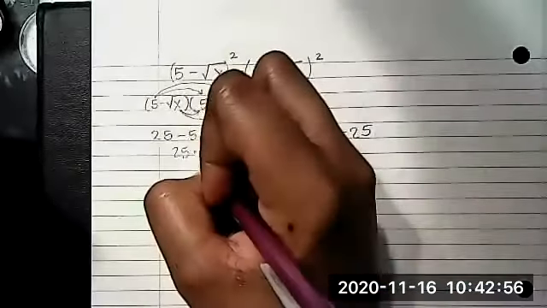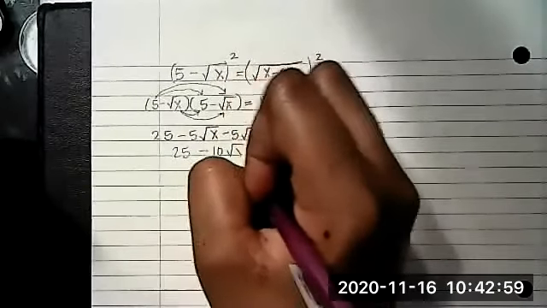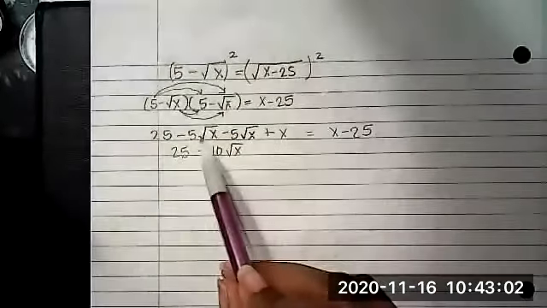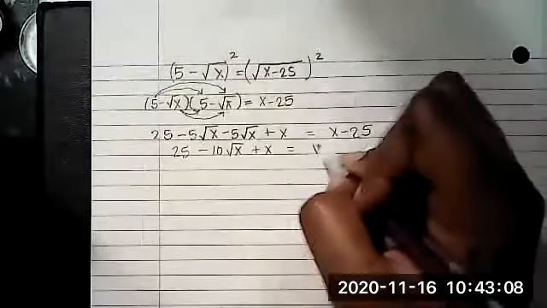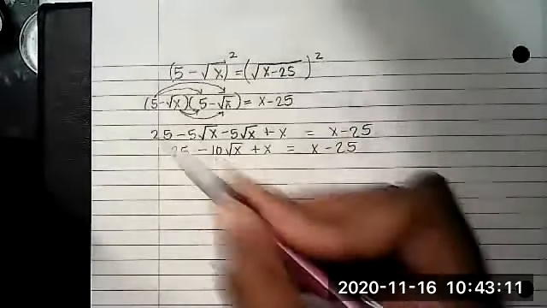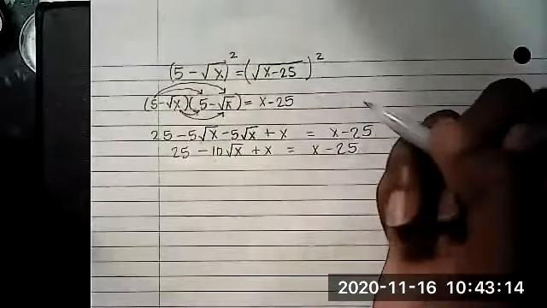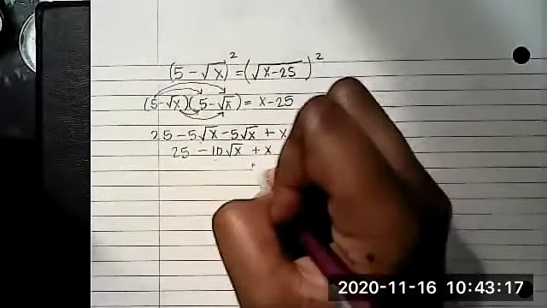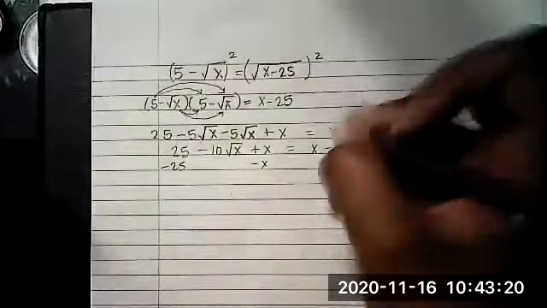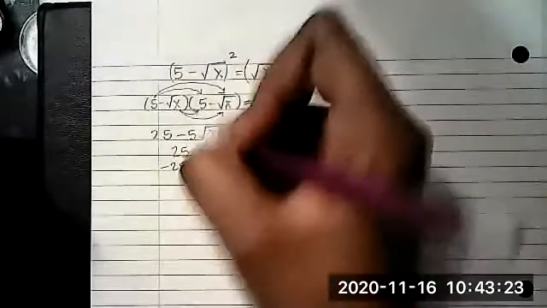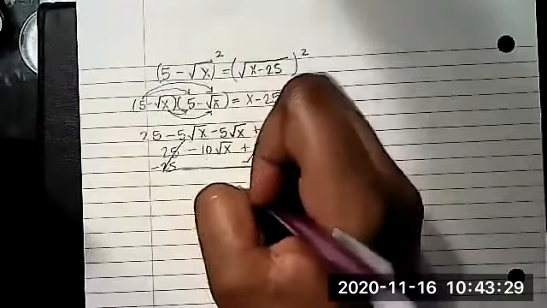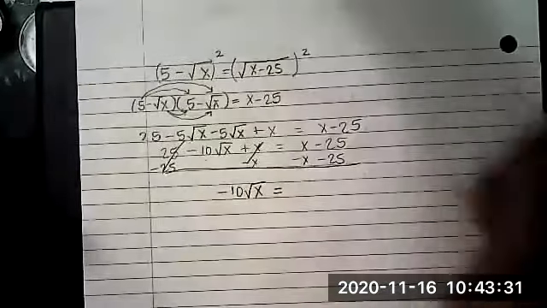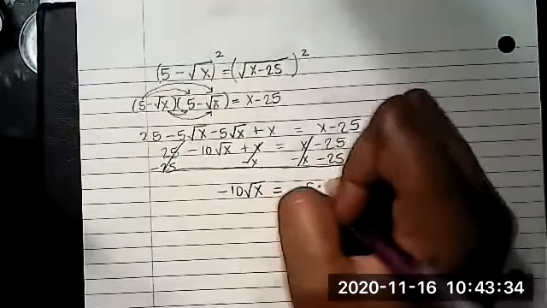All right, so this now becomes 25, and then negative 10 square root of x, because you have to combine these two like terms. These two are like terms. That becomes negative 10 square root of x, and it's plus x. Didn't change anything over here. Okay, I'm going to get rid of every single thing so that we can get the square root by itself. So I'm going to subtract x and subtract 25. This now becomes negative 10 square root of x equals negative 50.